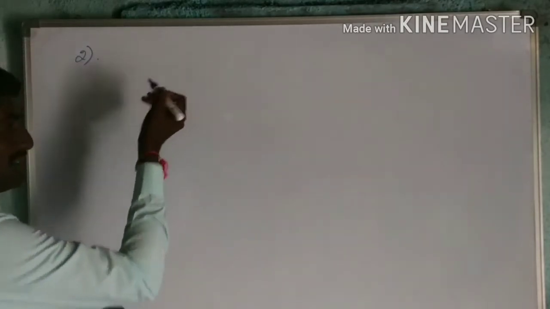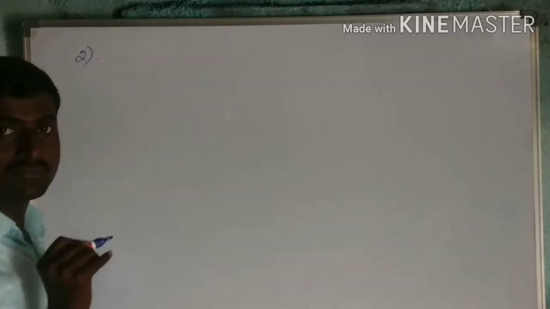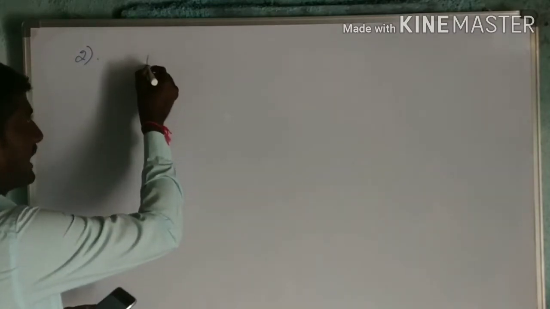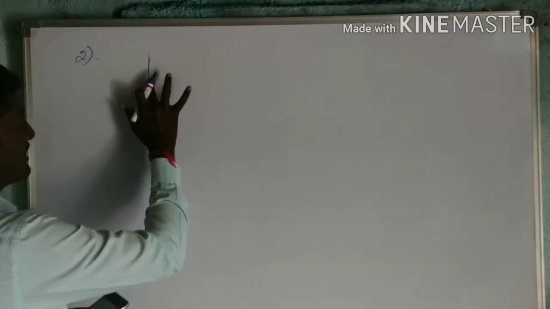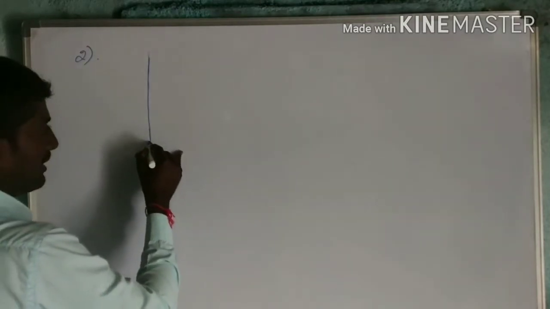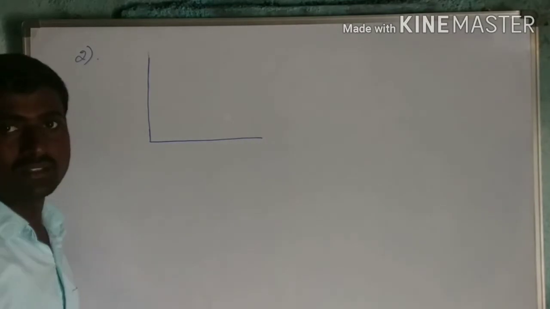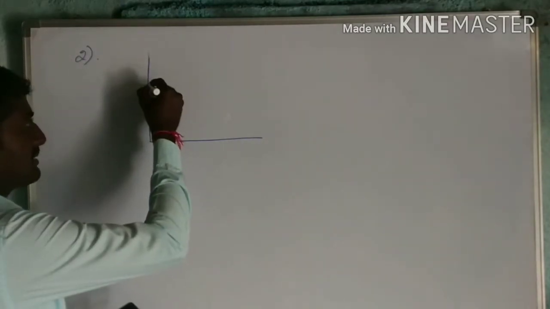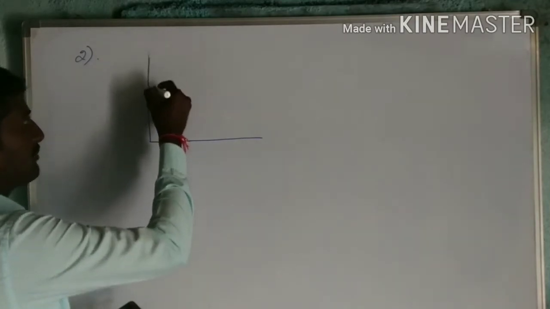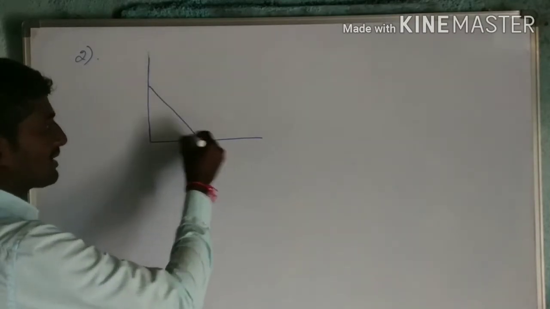So see here, we have to draw the diagram for this. So there was a tree. Let us take this as a tree. This tree was broken and this will be the ground. This tree was broken and it bends. The top of the tree touches the ground.